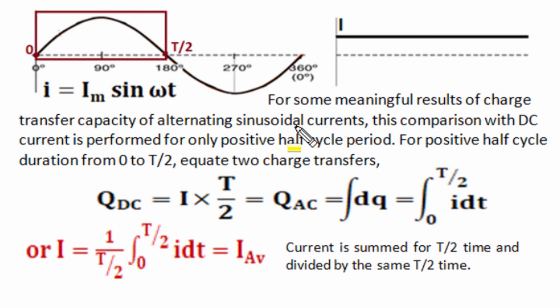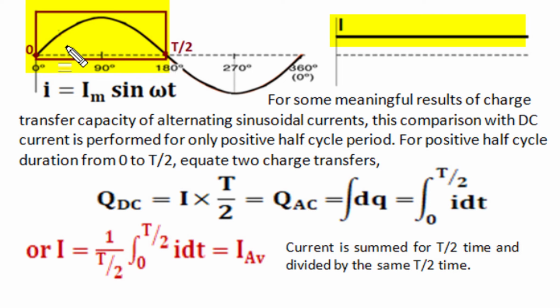To get some meaningful result, we can compare sinusoidal alternating current with DC current for charge transfer capabilities for just the positive half cycle, because we know in one positive half cycle the direction of current flow is always the same, though the current magnitude is varying at different time instants. So for one positive half cycle there is charge transfer only in one direction, and we can find out the equivalent DC value which transfers the same amount of charge in the positive half cycle as charge transferred by DC.